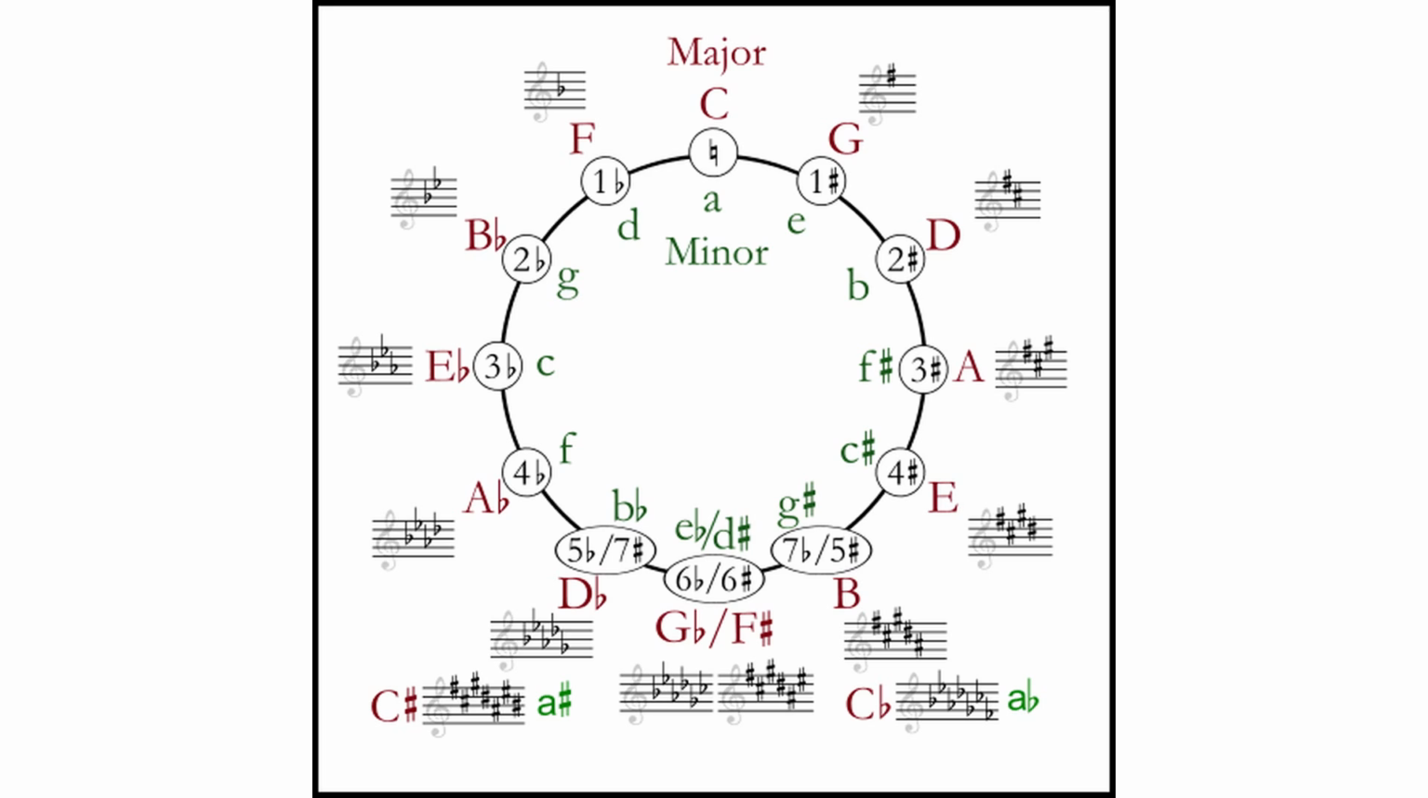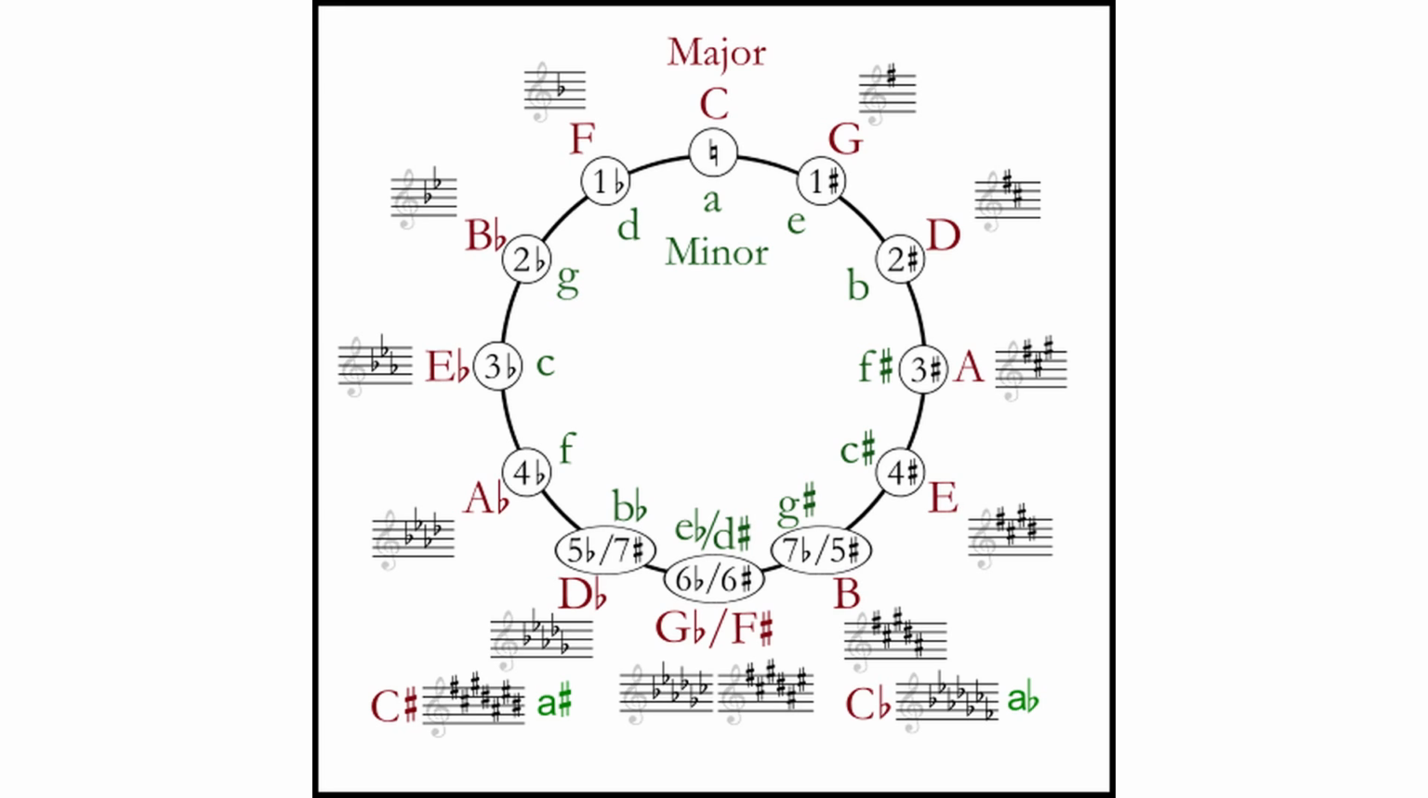So, if we start with C at the top and move clockwise, we'll see that the next key in order, which is G, is a fifth up from C. The one after that, D, is a fifth up from G. A is a fifth up from D, E is a fifth up from A, and so on to the bottom of the circle.